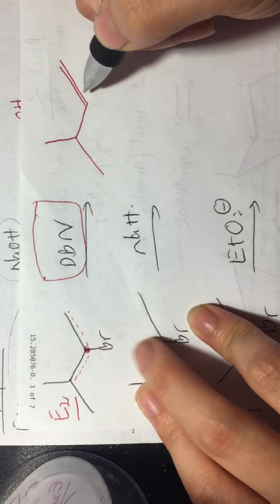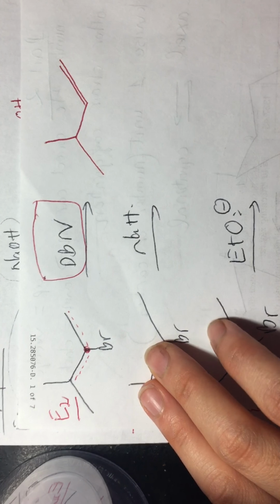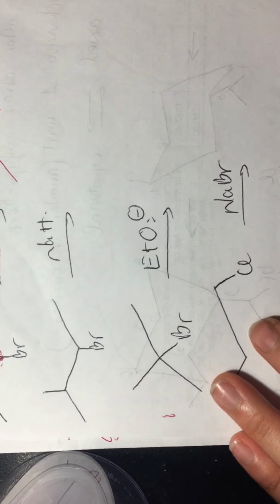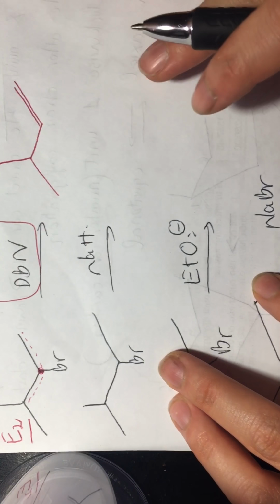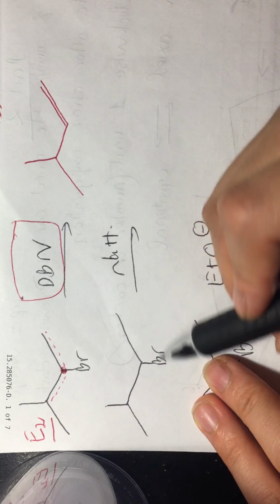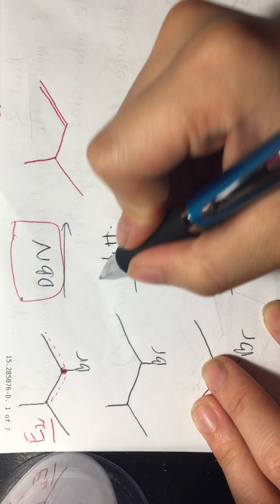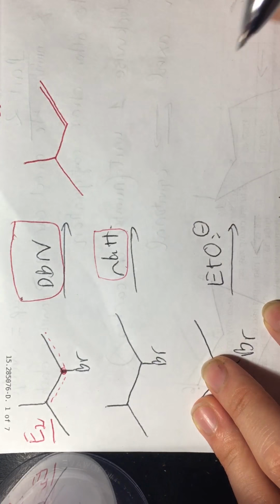So it will favor Hofmann product, which is right here. Okay. All right, let us move on to the next one. If we have this product, and we have NaH. NaH is a really strong base, a weak nucleophile.